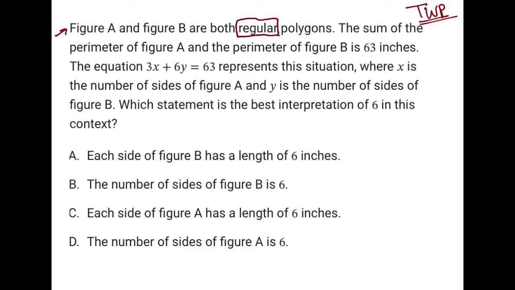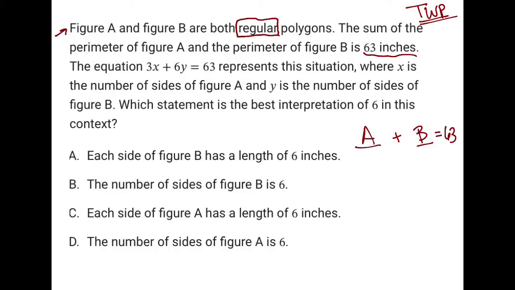The sum of the perimeter of figure A and the perimeter of figure B is 63 inches. Well, what does that mean? That means whatever type of polygon I have for figure A plus whatever type of polygon I have for figure B, if I add up the lengths of all of the sides, I should get a total perimeter of 63. Okay, so that's what that means.